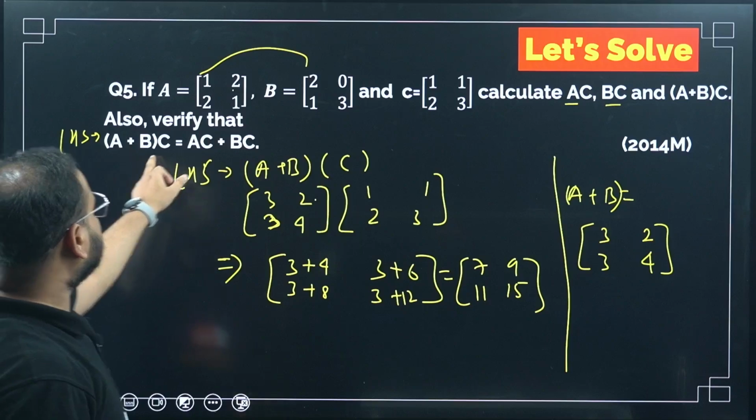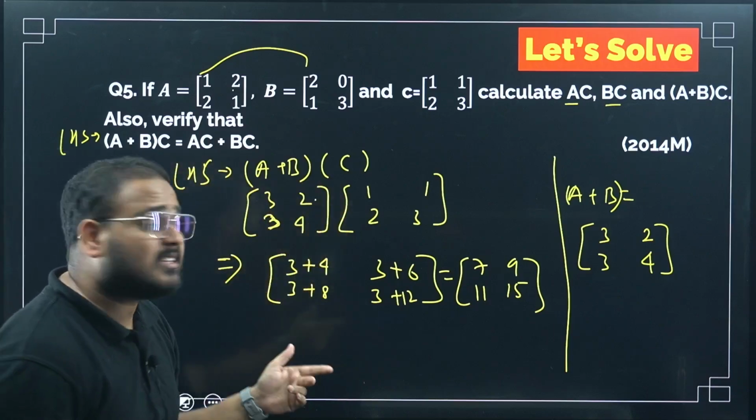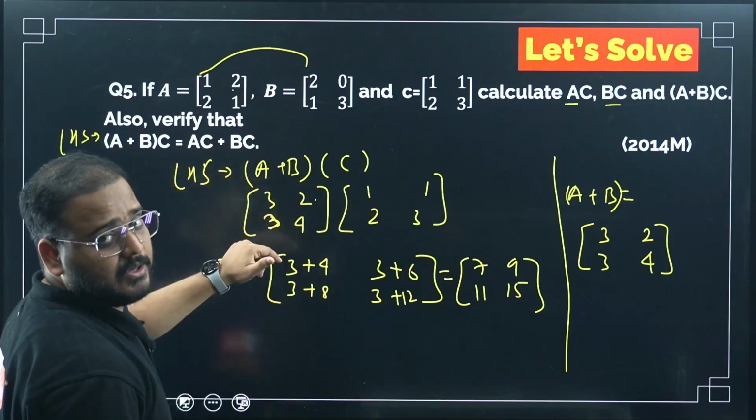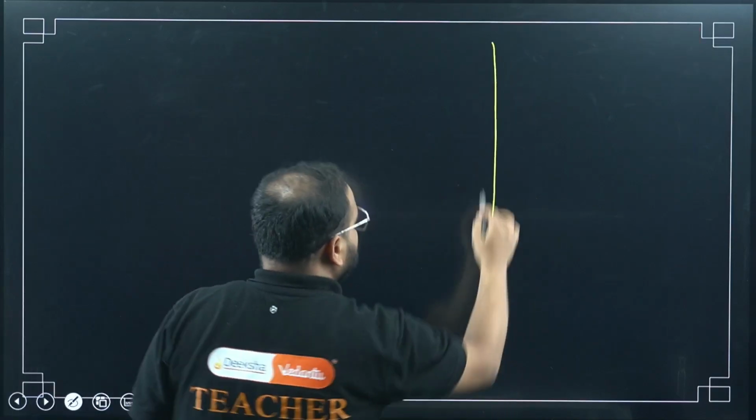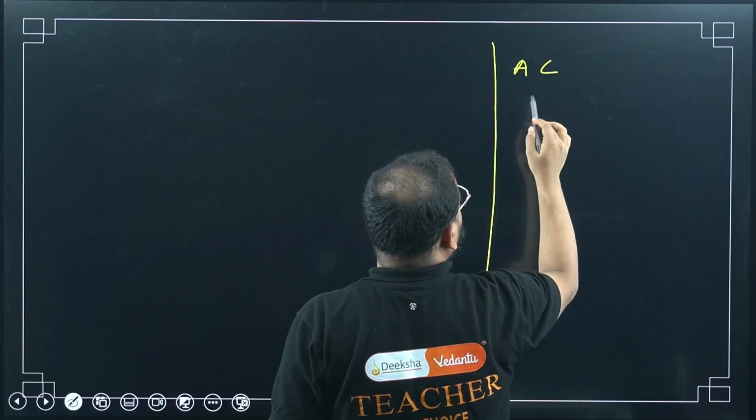Check here, (A plus B) times C. What is my RHS now? I have to multiply AC and BC. So let's look at AC first. Let me write AC.